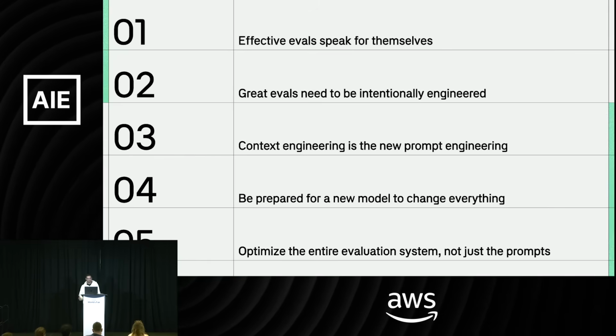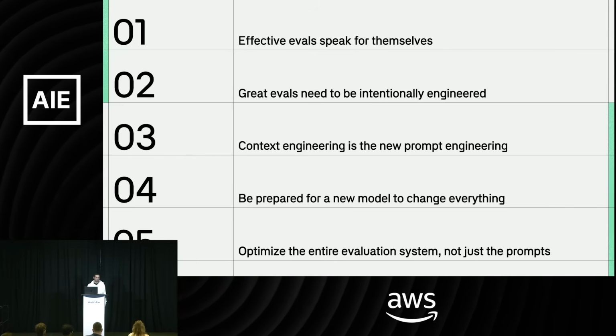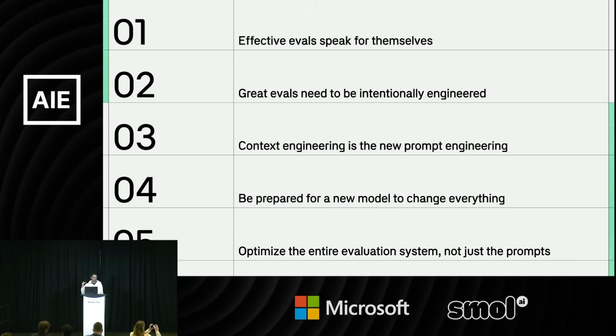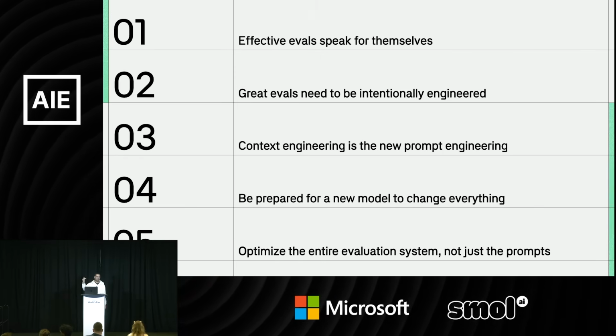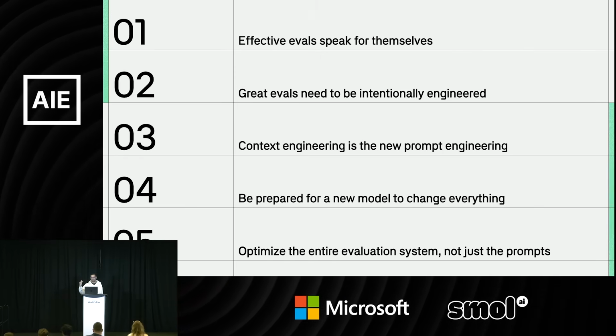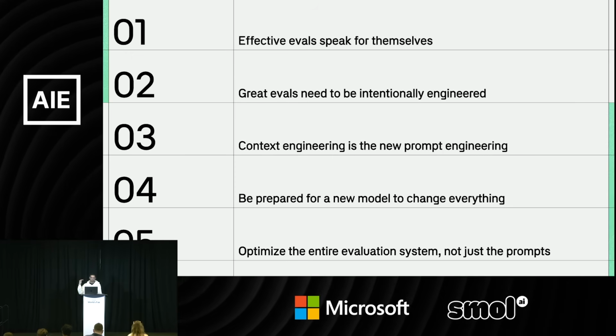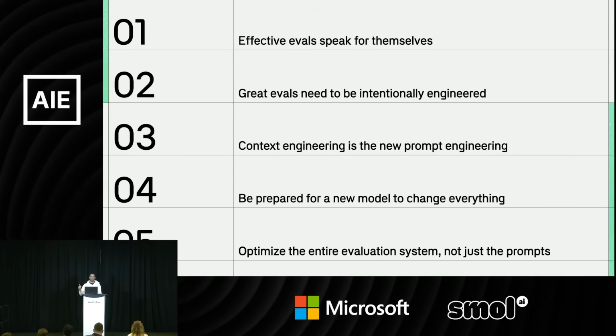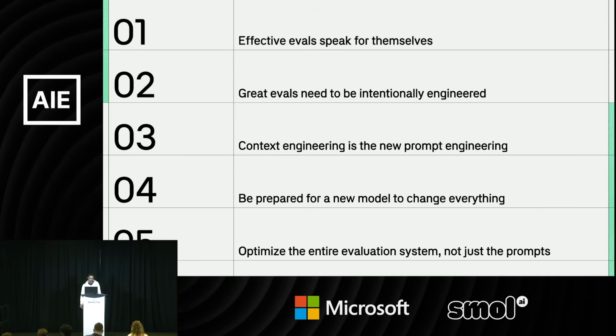So just to recap, five lessons that I think are really important. Effective evals speak for themselves. It's important to understand whether you've kind of reached a point of eval competence in your organization or not. It's OK if you haven't. It's not easy. But it's important to be honest about that and work towards it.